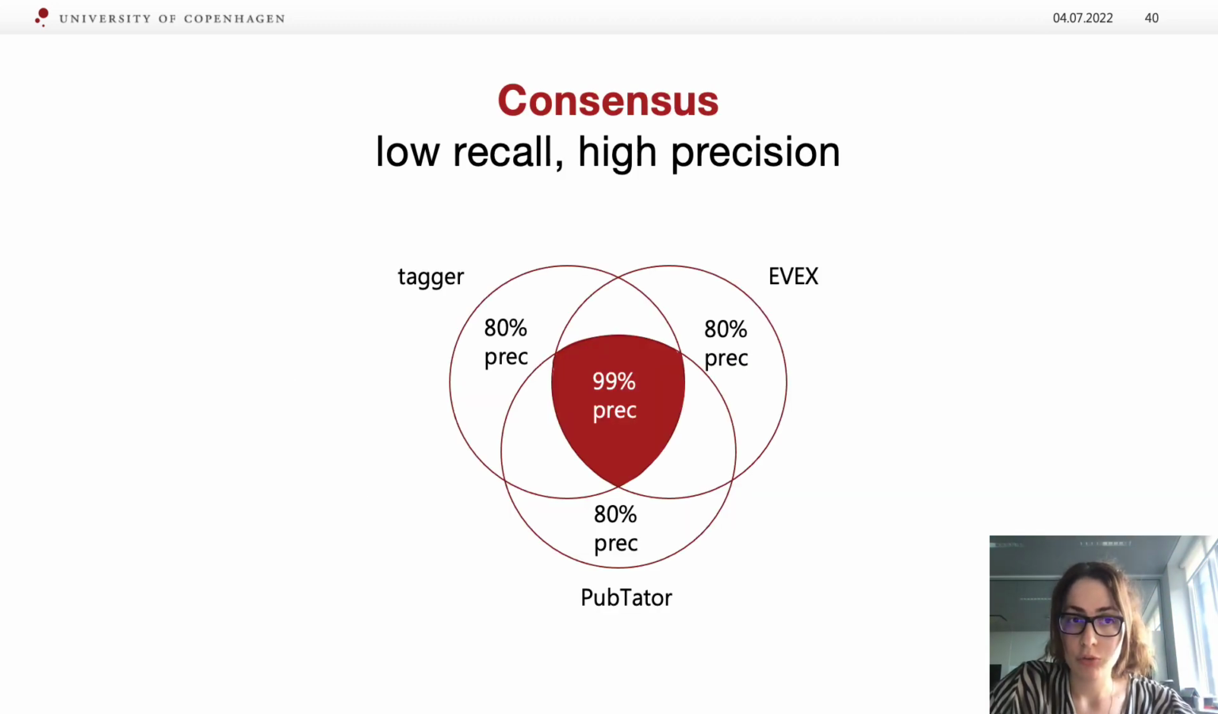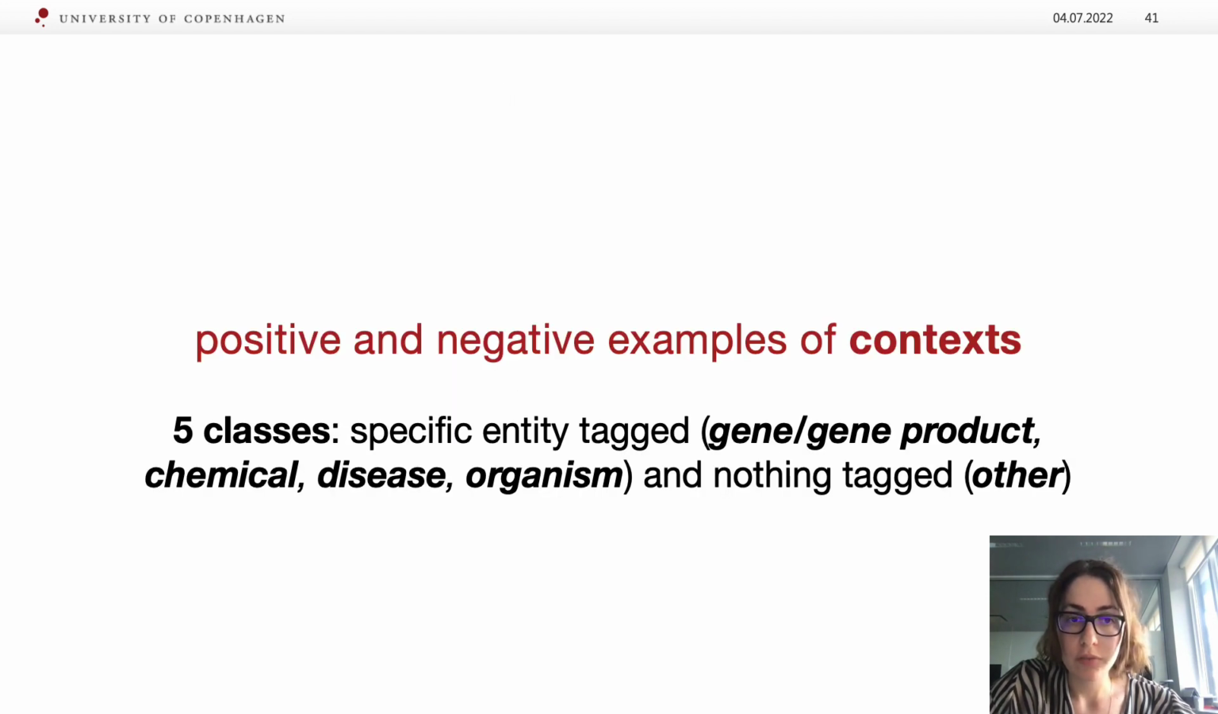And using a consensus means that probably the recall is going to be very, very low, because we will not use all the names that only 1 or 2 methods detect. But this will give us a data set that has a very high precision, and that gives us a very good data set to train on. So the positive and negative examples of context come from 5 classes, and we have specific entity types that are tagged, and these are 4: the genes or gene products like proteins, chemicals, diseases, and organisms, and nothing tagged, which serves as the negative class.